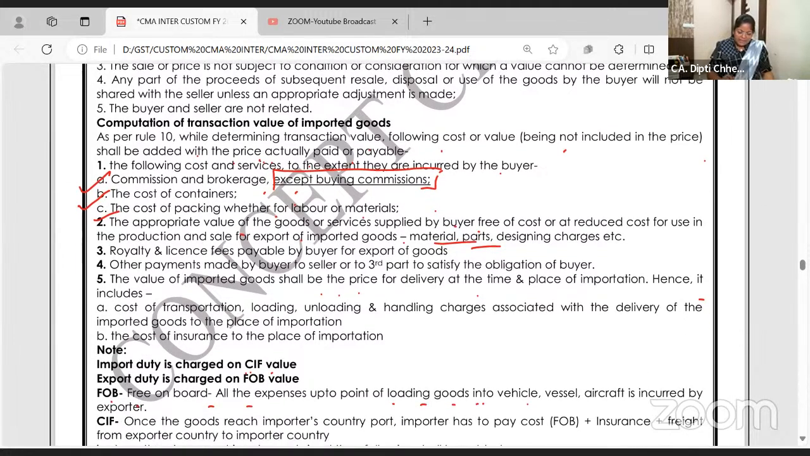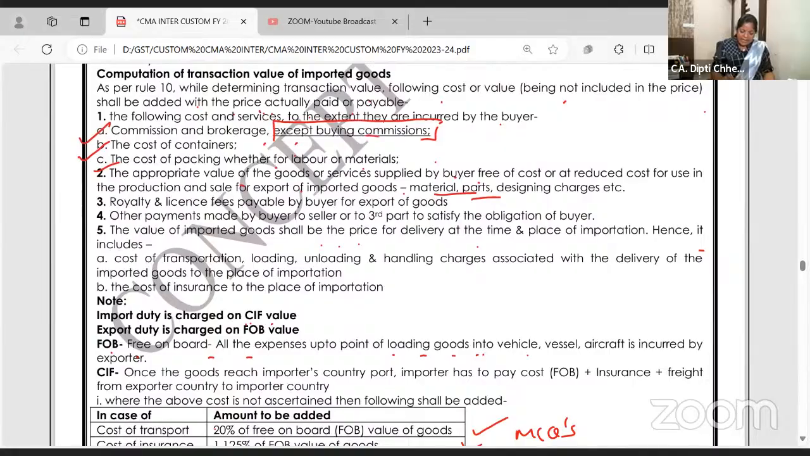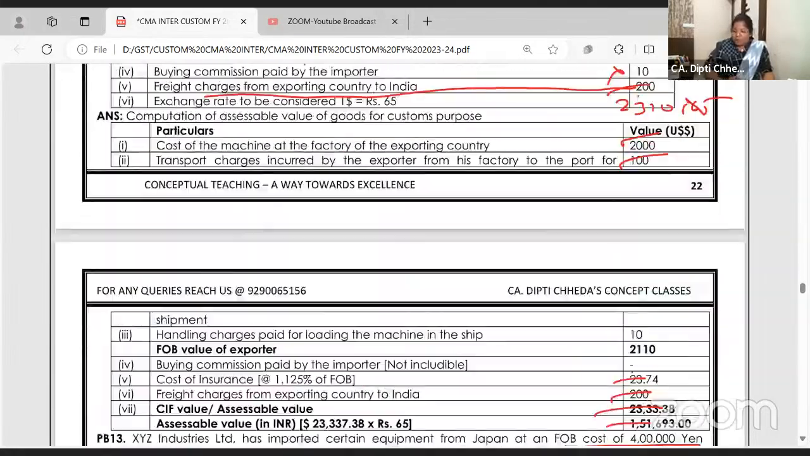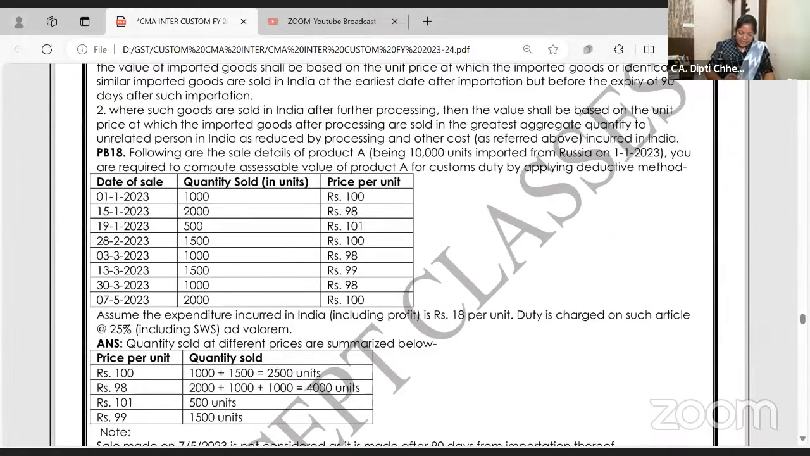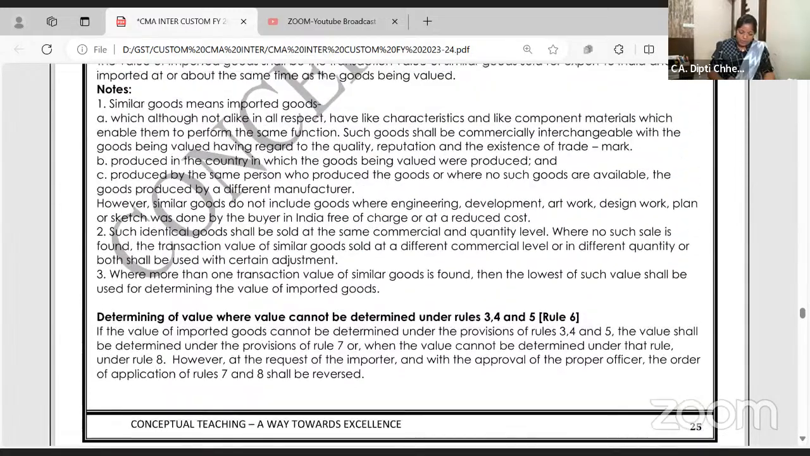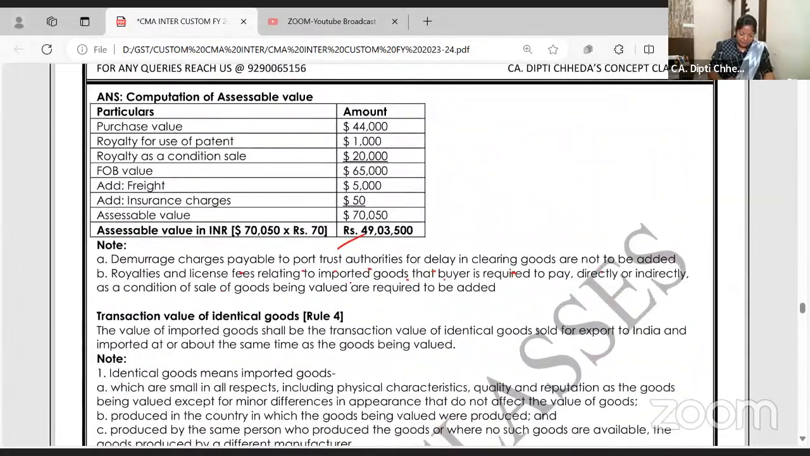Check now. Transaction value is clear. Take everything except the items I just told you. All the problems we have done now are with transaction value. Now we will take up the other values.